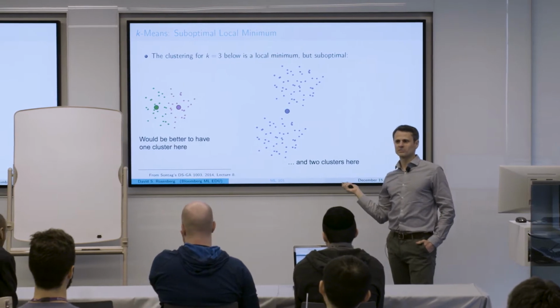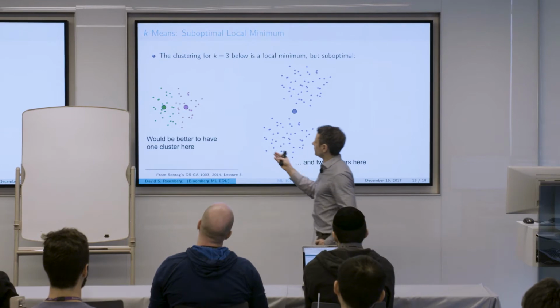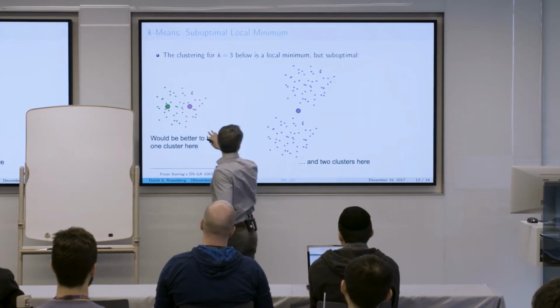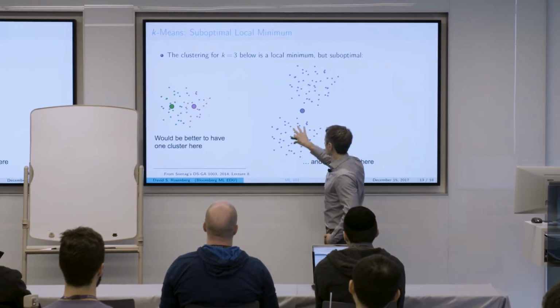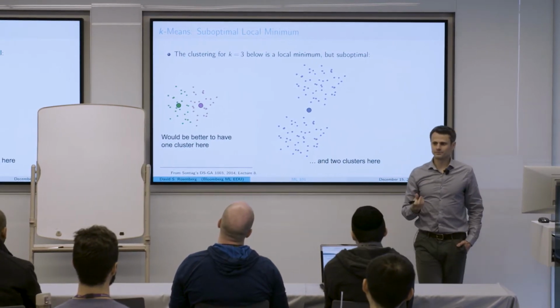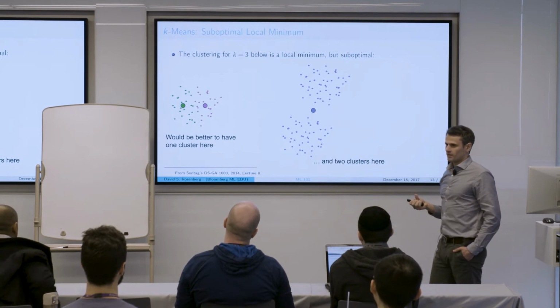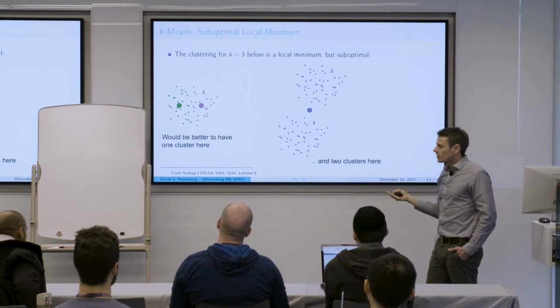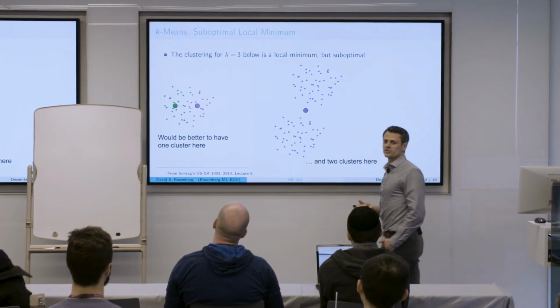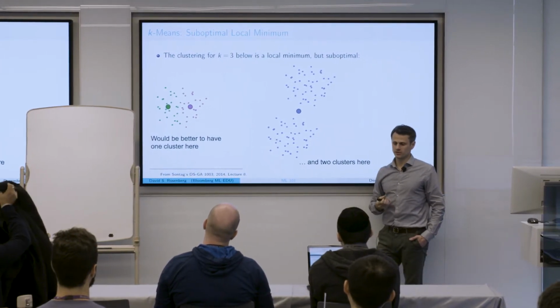This does not seem like a great clustering. Do you agree? I mean, it really feels like this is one cluster, and this should be a cluster, and this should be a cluster. So what went wrong here? Well, it's just a failure of the algorithm. This is a legitimate converged point of K-means clustering.